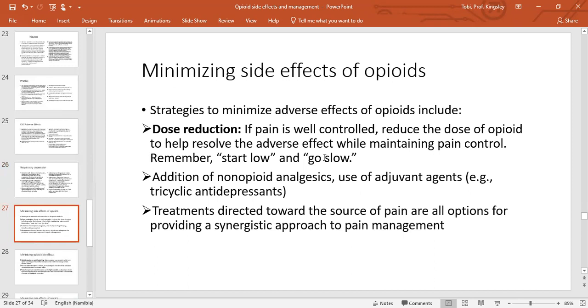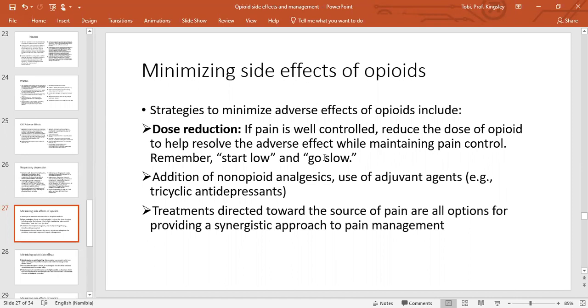All right. There are some strategies, not management now. You want to try to minimize the side effects of opioids before they actually develop. So there are some strategies that can be used to minimize the occurrence of side effects of opioids. And one of them is dose reduction. Immediately after pain is well controlled, you want to reduce the dose of your opioids, all right, while maintaining adequate pain control.